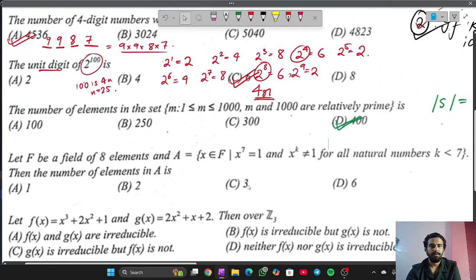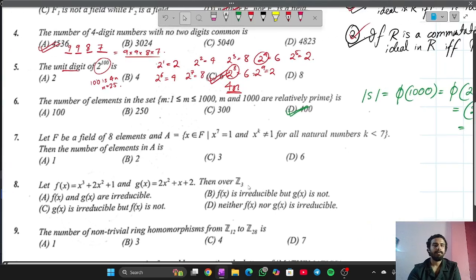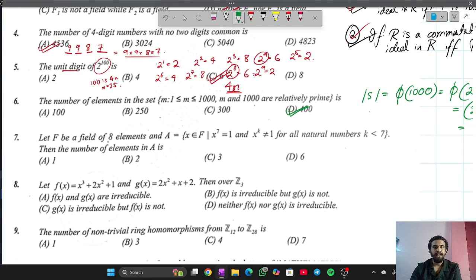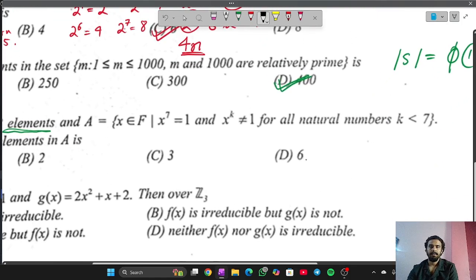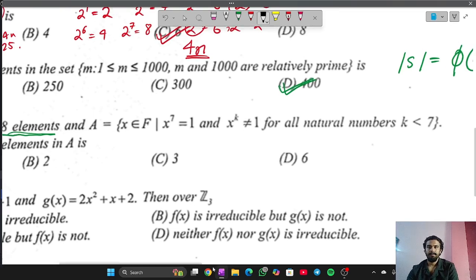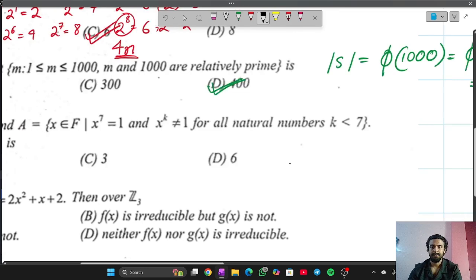Now, the next question. In question 7, it is given that there is a field of 8 elements, and A is a set such that x belongs to F, x to the power 7 equals 1, and x to the power k is not equal to 1 for all natural numbers less than 7. Then the number of elements in A is, you have to find out this one. Let me write down the solution beside.